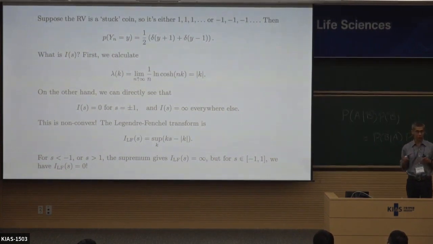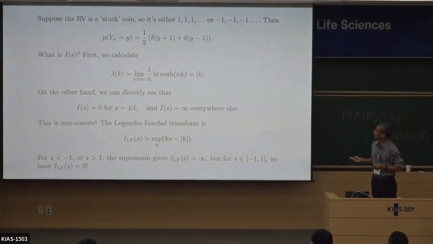Does everyone understand what the random variable is? The random variable was this. Either the sequence is 1, 1, 1, 1 for n copies, or it's minus 1, minus 1 up to n copies. Certainly it is a random variable, okay? And we can calculate its mean value. And that's this distribution. So what is I of S?